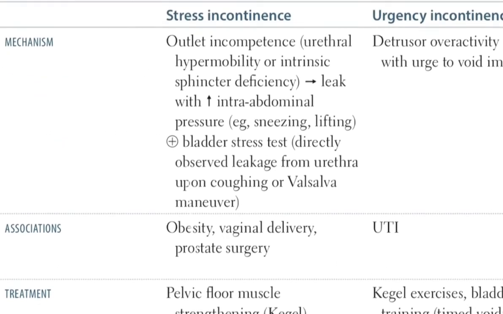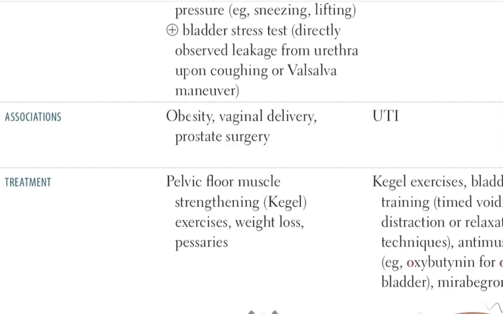Now, in stress incontinence, there is leakage of urine with an increase in the intra-abdominal pressure. That means whenever a person sneezes, lifts, or coughs, there is an increase in intra-abdominal pressure, which leads to leakage of urine. Am I clear? Now, in stress incontinence, there is a positive bladder stress test. That means if a person is asked to cough or do a Valsalva maneuver, then leakage is observed from the urethra.